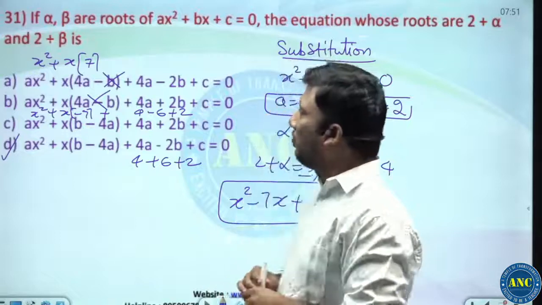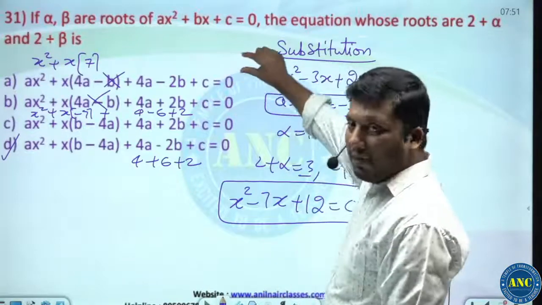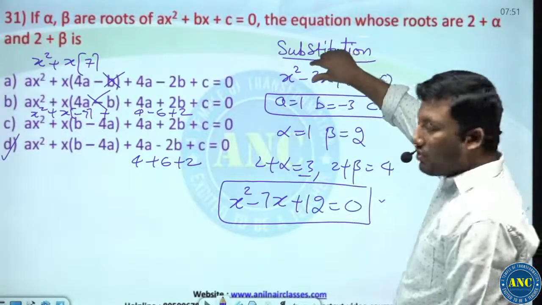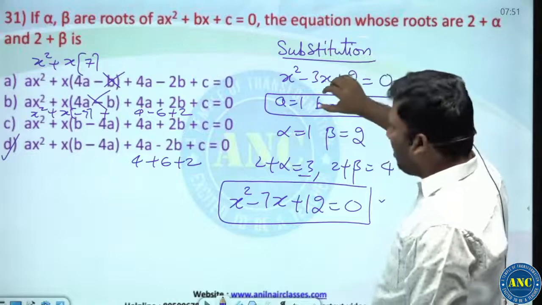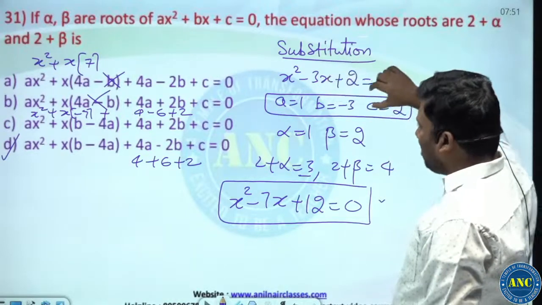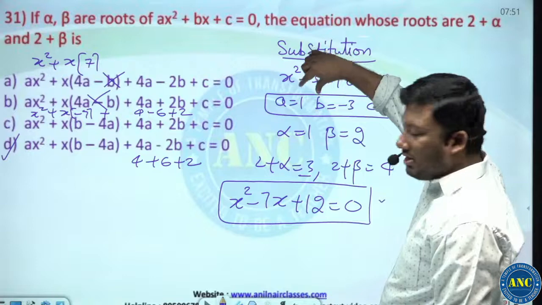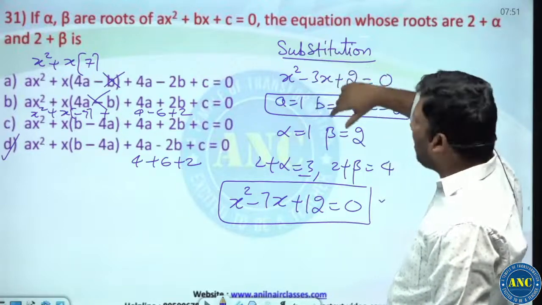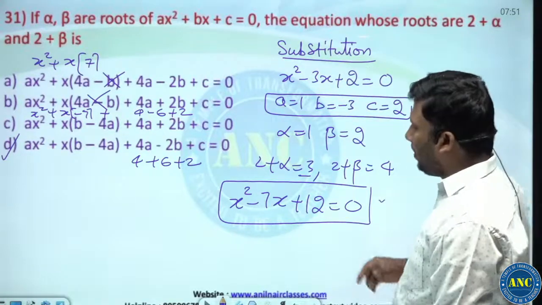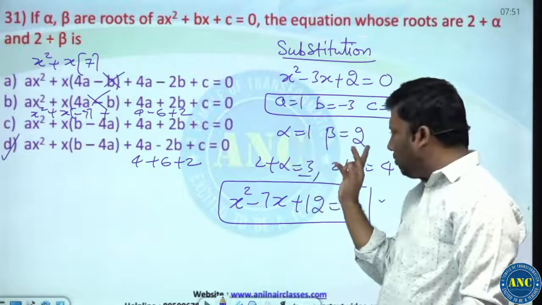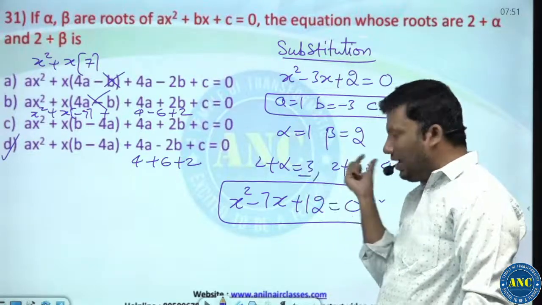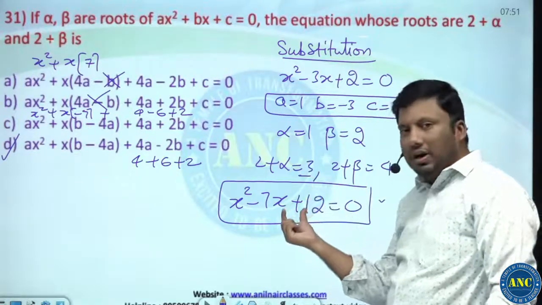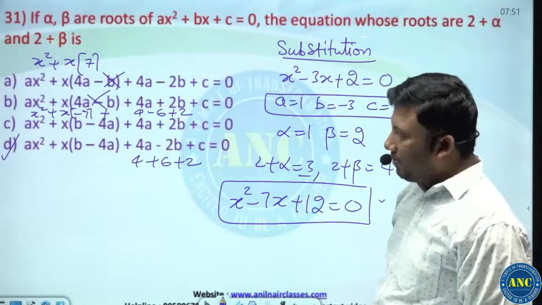This looks like a very difficult question, but once you understand the root cause of the problem, these are all very, very easy questions. Simplify the equation into x square minus 3x plus 2 equivalent to 0: A 1, B minus 3, C 2. The roots for this equation are alpha 1 and beta 2. 2 plus alpha, 2 plus beta: 2 plus 1, 3, 2 plus 2, 4. So one is 3, another is 4. Answer will be x square minus 7x plus 12.